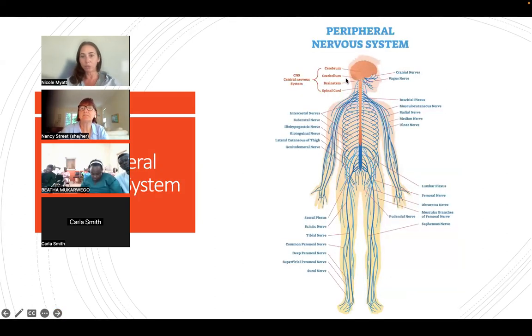This is just a little visual of the peripheral nervous system. Look how intricate that is, that there are nerves everywhere. There are nerves in your brain, in the tips of your fingers, inside your body.